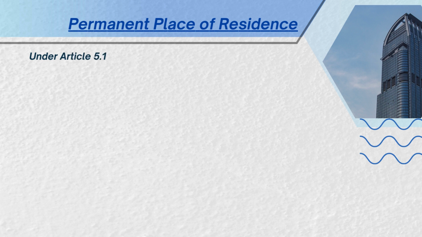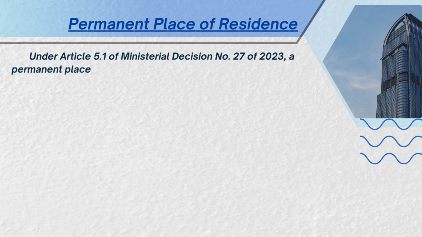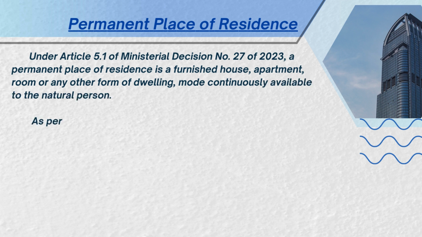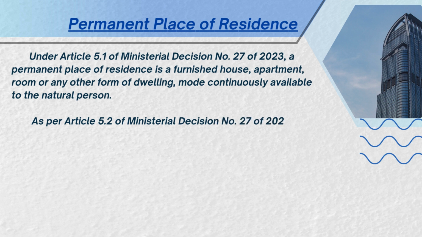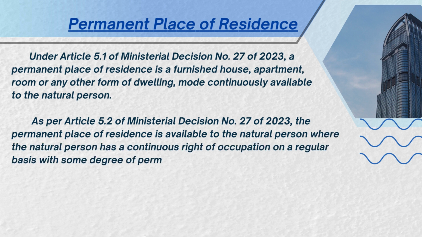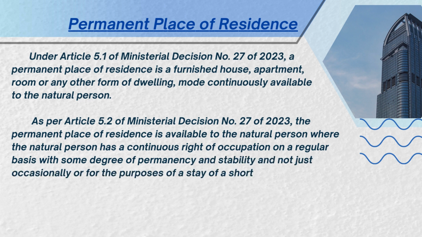Permanent place of residence. Under Article 5.1 of Ministerial Decision No. 27 of 2023, a permanent place of residence is a furnished house, apartment, room or any other form of dwelling, continuously available to the natural person. As per Article 5.2 of Ministerial Decision No. 27 of 2023, the permanent place of residence is available to the natural person where the natural person has a continuous right of occupation on a regular basis with some degree of permanency and stability, and not just occasionally or for the purposes of a stay of a short duration.